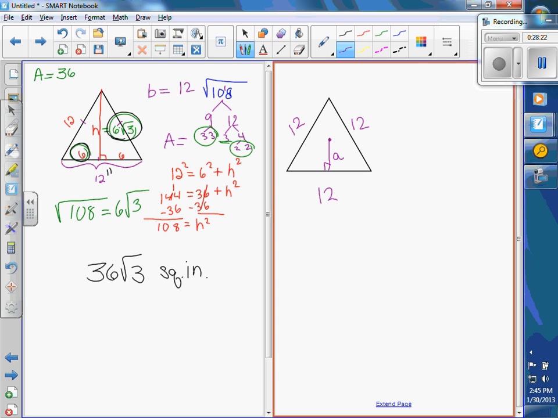I could give you a question where you have to figure out the apothem. Because it's an equilateral triangle, you should be able to do that.